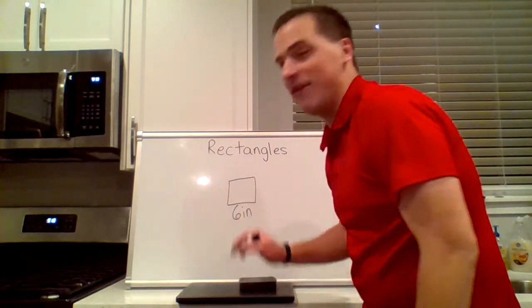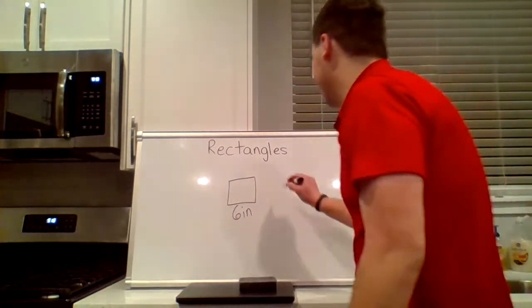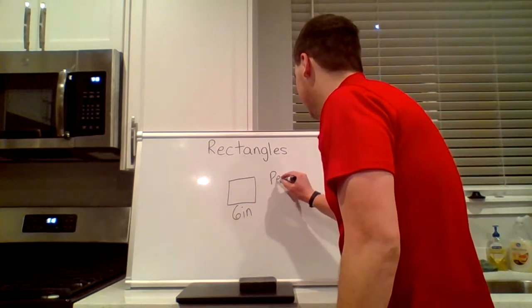Okay, given a square, we are going to find the area and perimeter of this square.